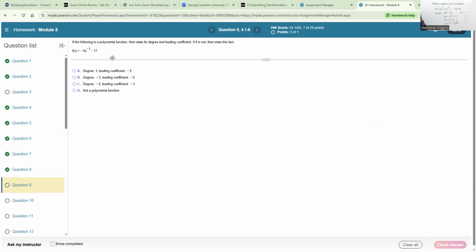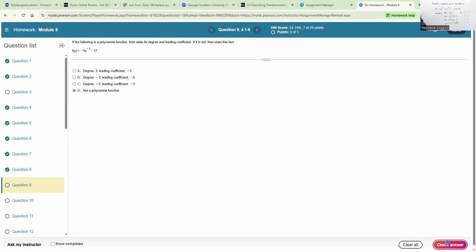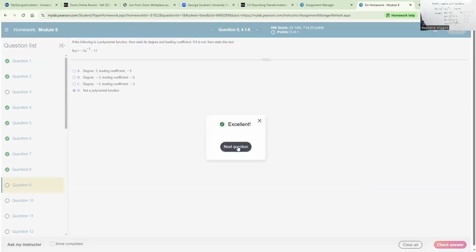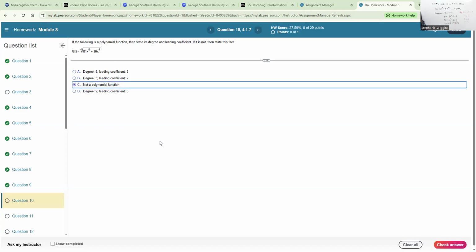This is not a polynomial. And the reason is because that power is -3. You can't have negative powers on x because negative just means the x would be in the denominator. And so this is not a polynomial function. This, neither is this because of the square root. So this is not a polynomial function.